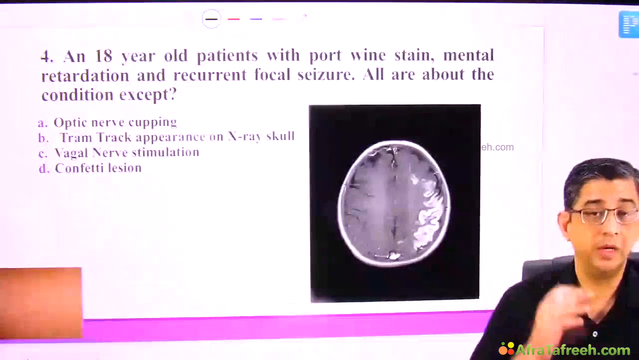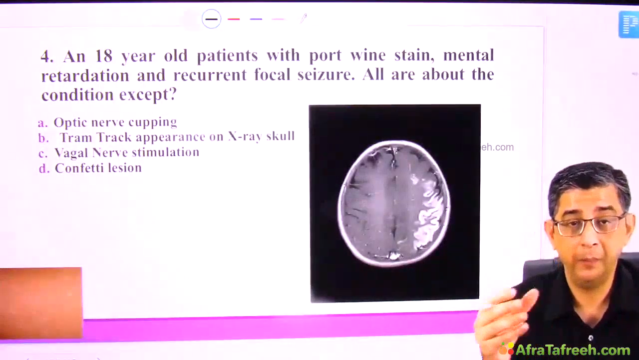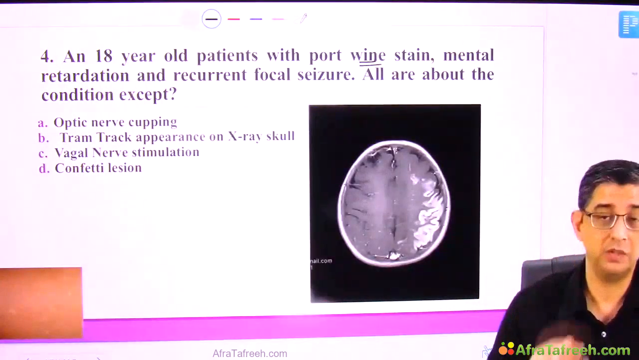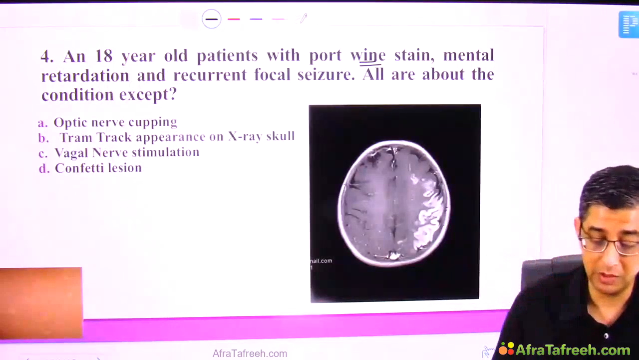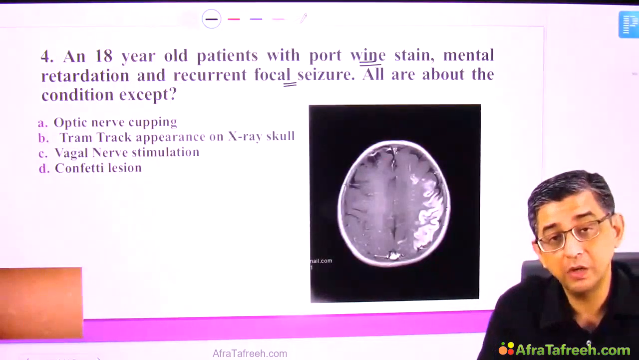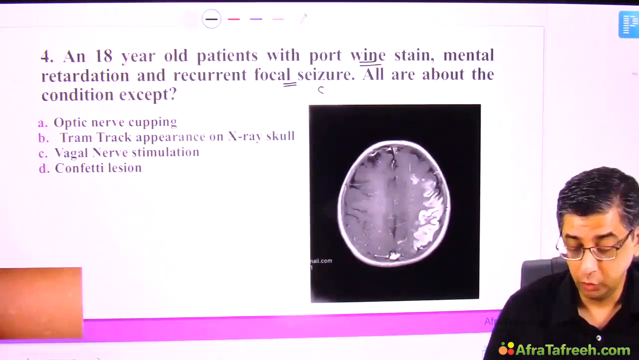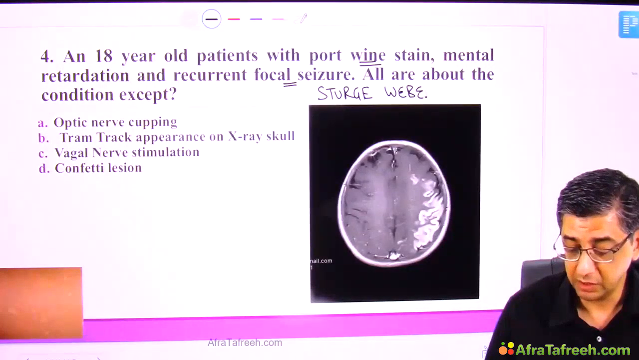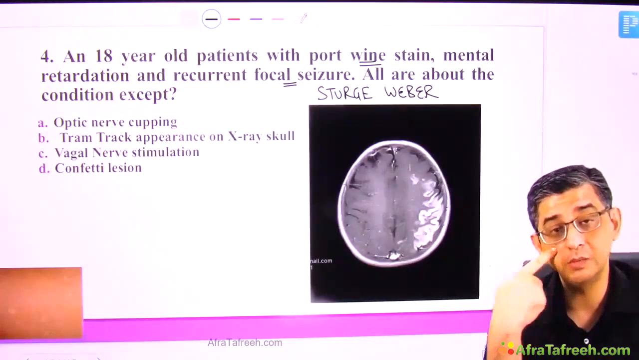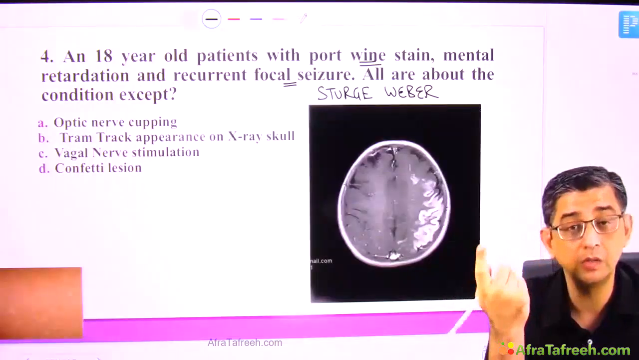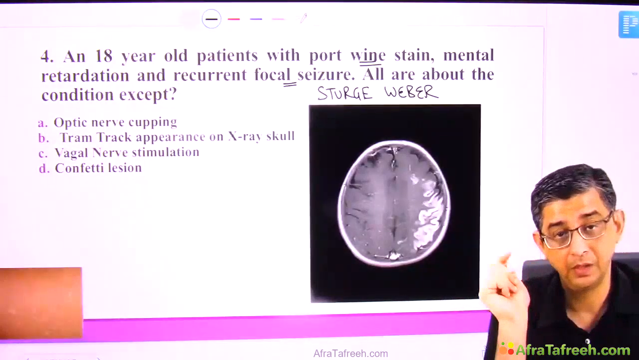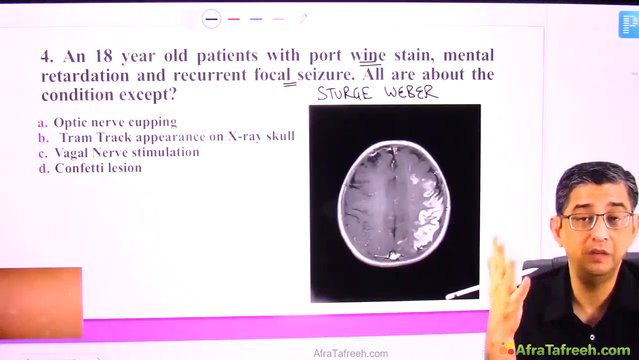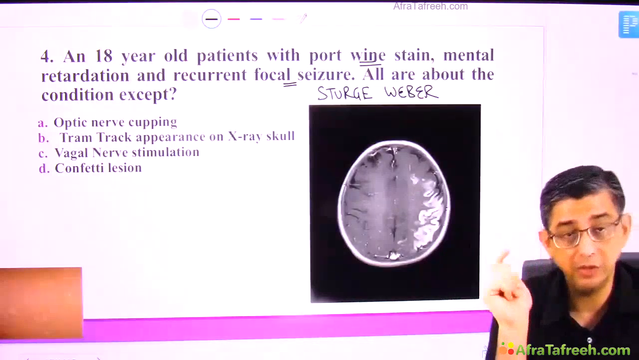The next question talks about an 18-year-old patient with port wine stain, mental retardation, and recurrent focal seizures. The moment you read about port wine stain, vascular malformation of the face, and also seizures in a patient, the disease that should always occur in your mind is Sturge-Weber syndrome. You will clinically pick this up on the basis that in Sturge-Weber syndrome, you would have a vascular malformation in the face, and probably on the same side in the brain, there is a vascular malformation also, called cavernous angioma. These patients will have medically refractory, or let me say difficult to control, epilepsy.